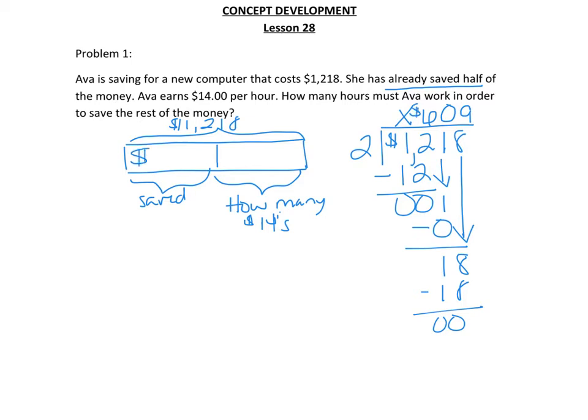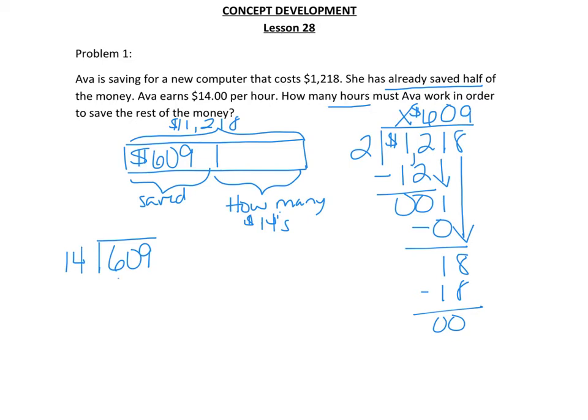So let's add that. So now that's half of the money. So the other half is $609 too, but I need to figure out how many hours she's working in order to save the other half. So I'm going to take the total that she's got left to save still, which is 609. I'm going to divide it by, well, how much does she make per hour? Because I've got to figure out how many hours. So she makes $14 an hour.